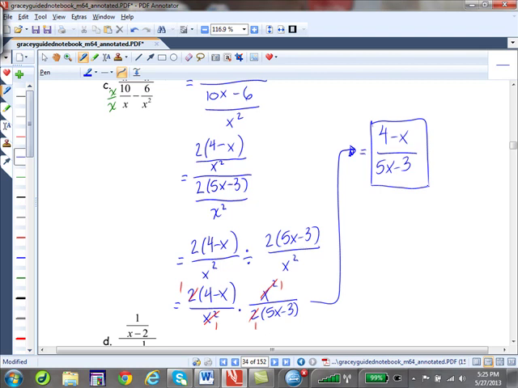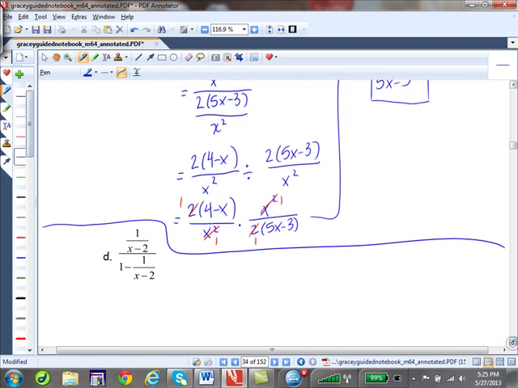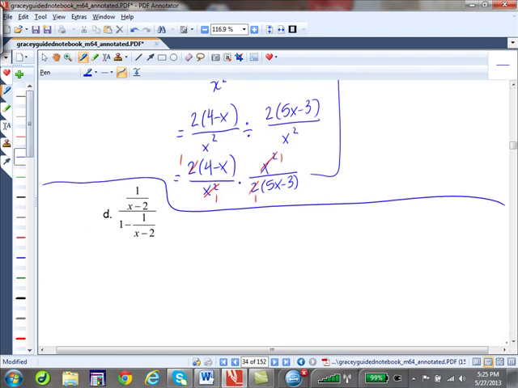How are we doing? Feel pretty good about these? If you can get these, they're like the creme de la creme of simplifying rational expressions.